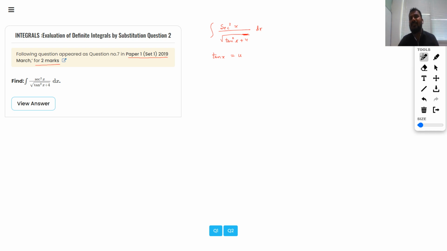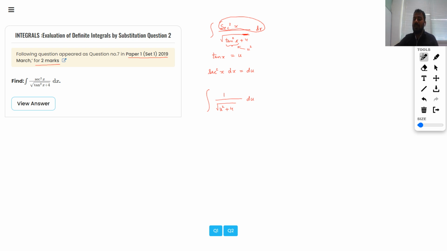If I take tan x as u, the next step is finding du. The differentiation of tan x is nothing but sec square x. So sec square x dx equals du, and this particular part becomes u square. Now if you rewrite the equation, sec square x dx is nothing but du, and I can write it as 1 over root of u square plus 4 du.